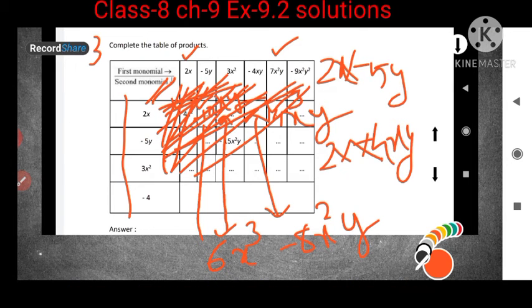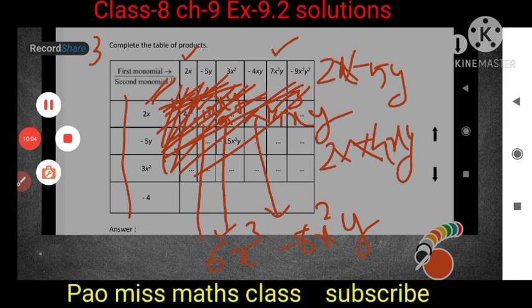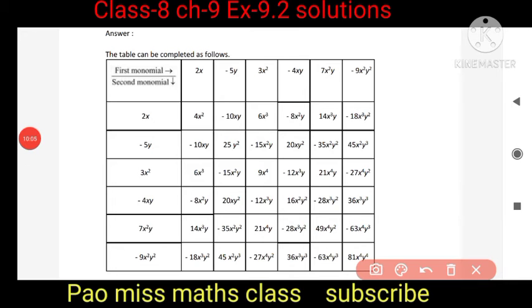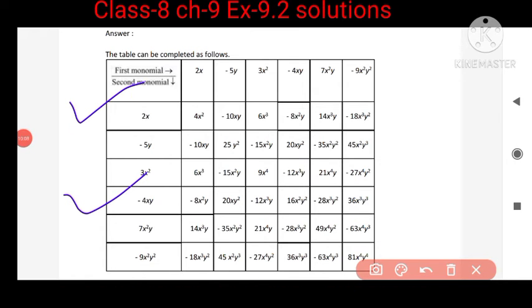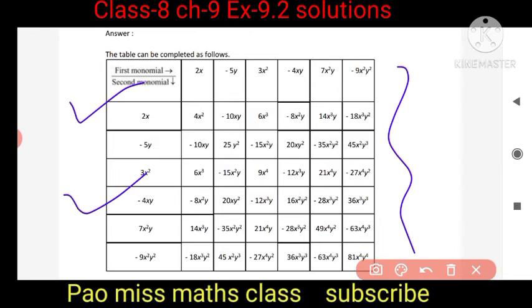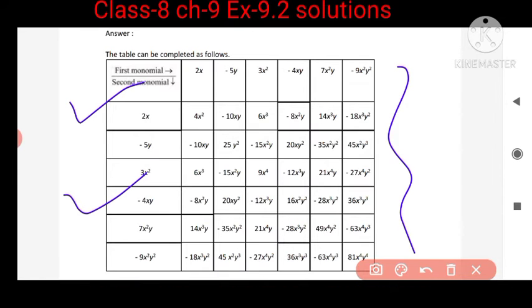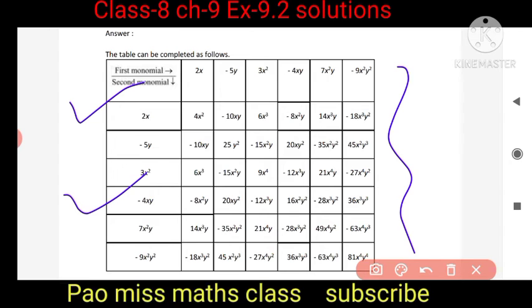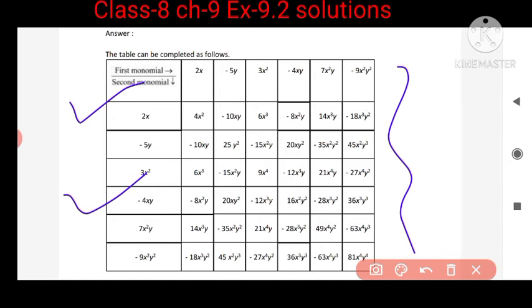So let me show you the table for this answer. So you can see this is the answer for this table. Okay, so complete this table. If you have any problems or difficulties, you can comment on my video. So this is the answer for this table. Okay, now come to the next question.